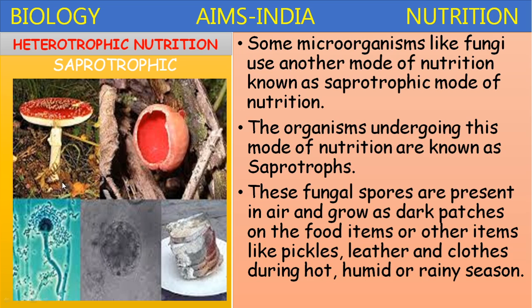Here is a mushroom growing on decomposing organic matter, and here are molds, and here black mold which grows on the bread. They possess thread-like structures called hyphae. With the help of these hyphae, they also produce rhizoids with which they can absorb the nutrients. In saprotrophic nutrition, the organism produces digestive enzymes which digest externally. Then the dissolved substances are absorbed by these fungi.